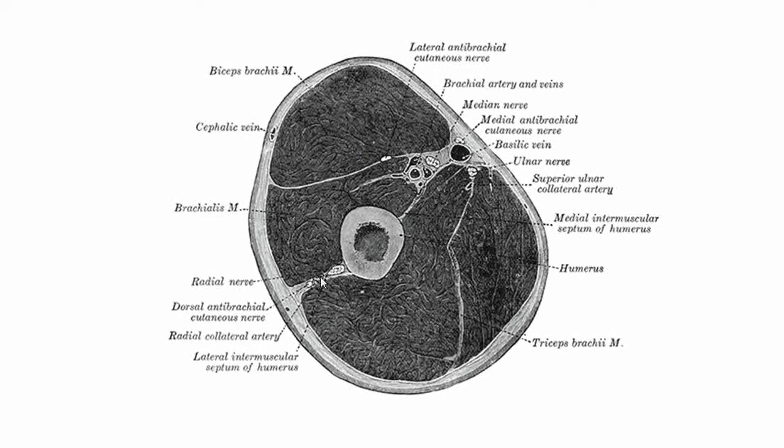So you've got a lateral septum and a medial intermuscular septum, and this separates the anterior and posterior compartments. So this intermuscular septum is actually continuous with the deep fascia of the arm. So the deep fascia surrounds all the muscles of the arm and is continuous with this intermuscular septum, where it attaches to the humerus, which also separates the flexor and extensor compartments.